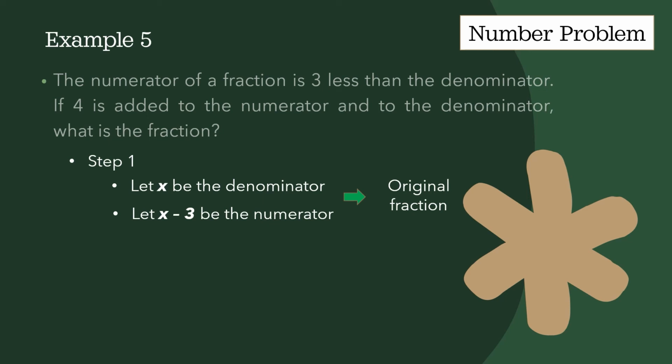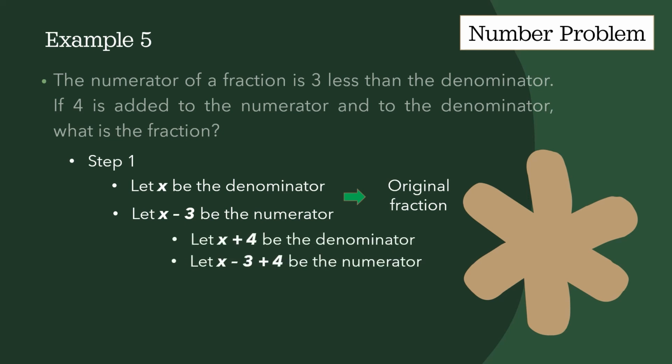And then, in the problem, 4 is added to the numerator and to the denominator. Therefore, we have x plus 4 be the denominator and x minus 3 plus 4 be the numerator. This will now be our follow-up equation when 4 is added to the numerator and to the denominator.